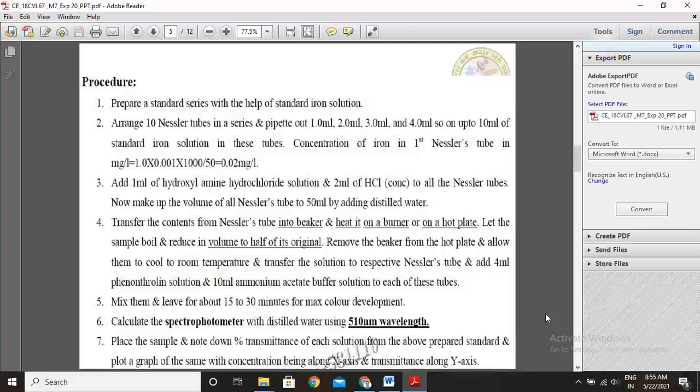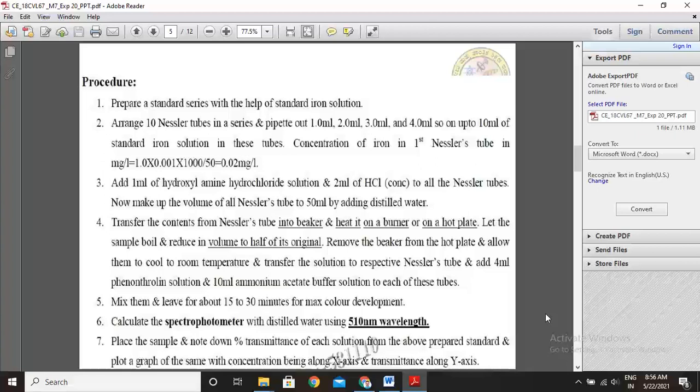solution to each of these tubes. Then mix them and leave for about 15 to 30 minutes for maximum color development. Calibrate the spectrophotometer with double distilled water using 510 nanometer wavelength. So be ready with the spectrophotometer. Calibrate the spectrophotometer with distilled water using 510 nanometer wavelength.